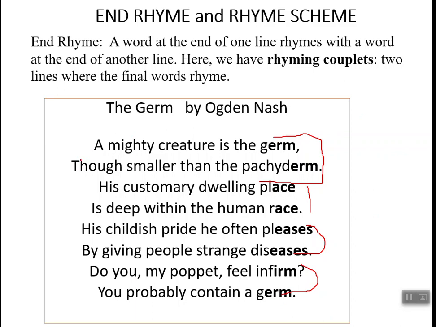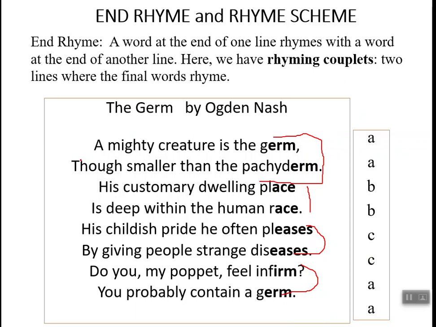This is kind of a humorous little poem, though I think true. But we've got these exact, perfect rhymes. Germ and pachyderm are a little bit more imperfect because of the extra syllable. But place and race, pleases, diseases, infirm, germ. Again, because of the extra syllable, kind of near rhyme as opposed to place and race. But rhyming couplets nevertheless.